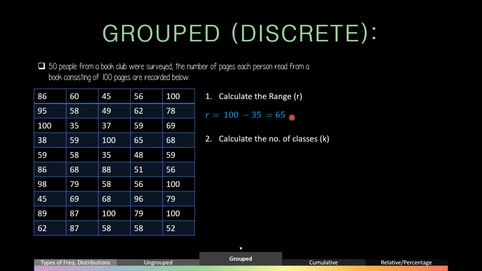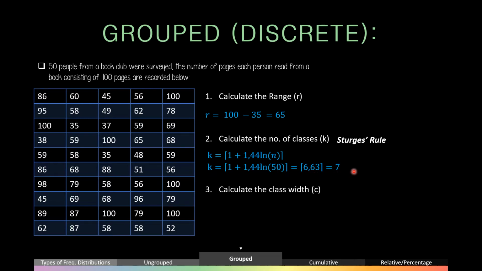Next, we want to calculate the number of classes that we're going to put into our frequency distribution. We're going to call this K, and K is going to be calculated using Sturge's rule. Sturge's rule states that K is equal to the rounded up value, so that's what those brackets mean, of 1 plus 1.44 multiplied by the natural log of n, where n is the number of values in your data set. So for our data, we have 1 plus 1.44 multiplied by the natural log of 50. Rounded up, we get the answer of 7.